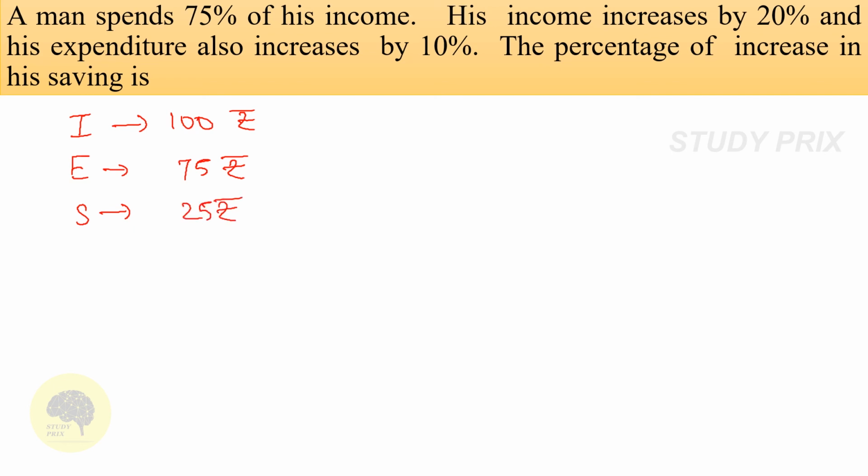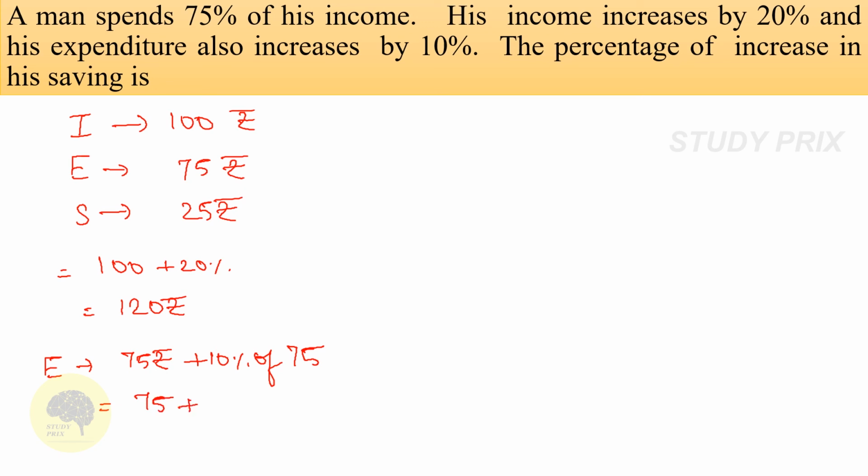And in the second statement, it is stated that his income increases by 20%. His already income is 100 rupees. It is increased by 20%. Therefore, it must be 120 rupees. Okay. And it is also stated that his expenditure also increases by 10%. His past expenditure is 75 rupees. It is increased by 10% of his expenditure. 10% of 75 rupees. Okay. 75 plus 10% of 75 is nothing but 7.5. Okay. 75 plus 7.5, 82.5 rupees.